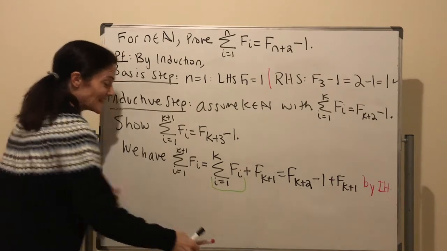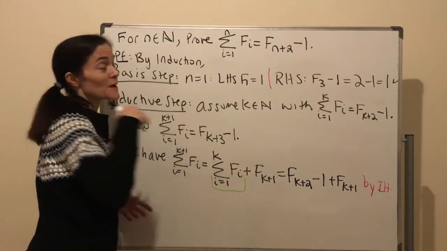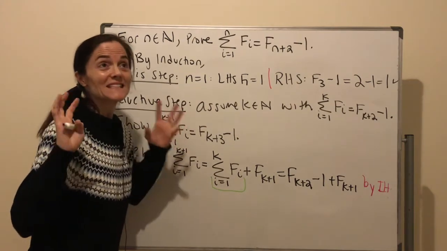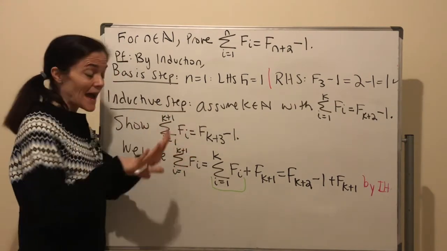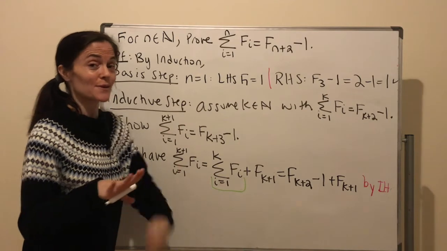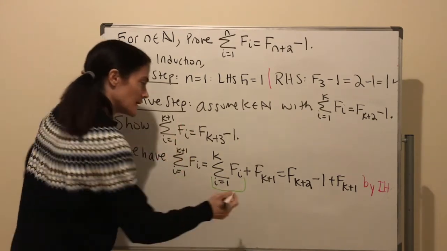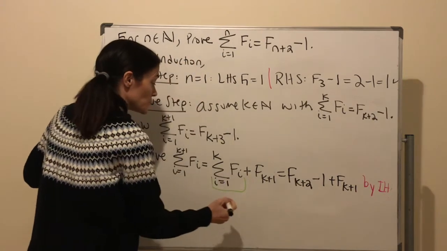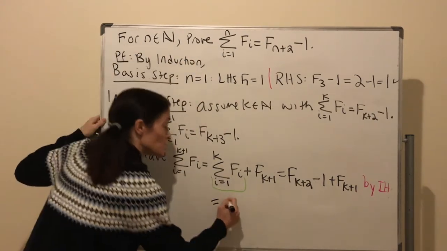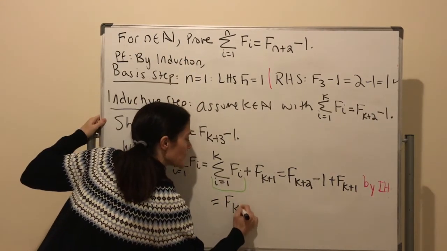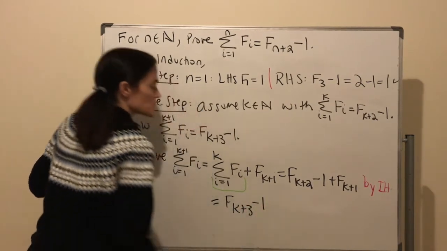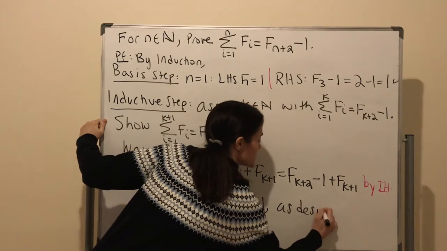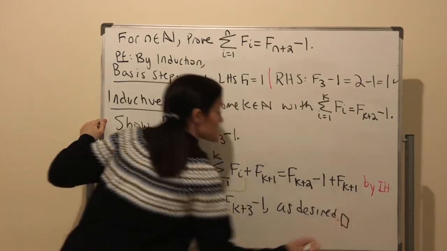Now, finally, the last thing to do is we use the defining property of the Fibonacci numbers, that if you add two consecutive Fibonacci numbers, you get the next one. And that's what I see here. I have Fk plus 1, I have Fk plus 2, and so the sum of those two is Fk plus 3. And then I have this minus 1, and we are finished. This was what we wanted to show. This is the end of this proof.